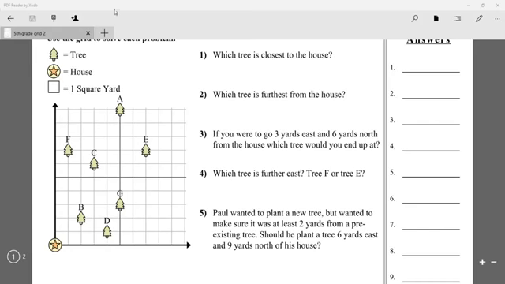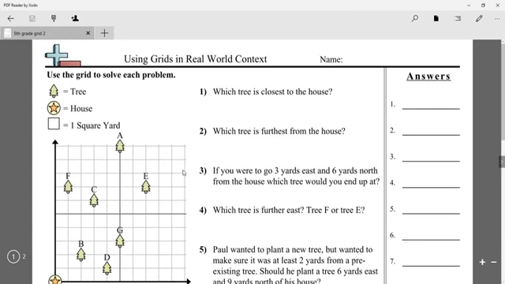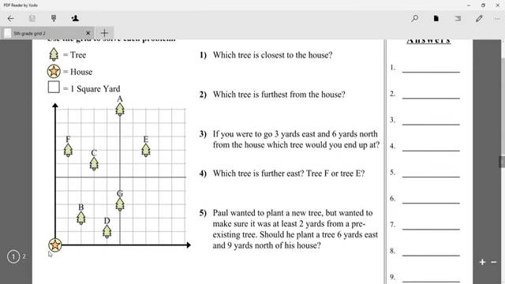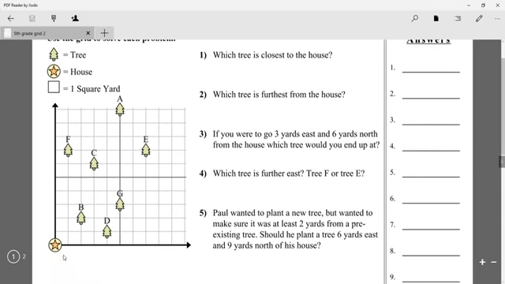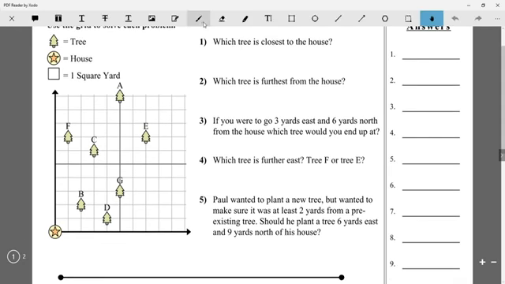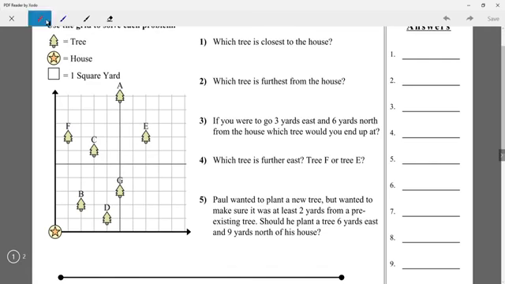Alright, today we are going to go over, I guess, grids, coordinates, things of that nature. So let's look at this grid, and we're just going to go over some basics and answer these questions. So first, this grid is not labeled, which is kind of silly, so we're just going to label it.